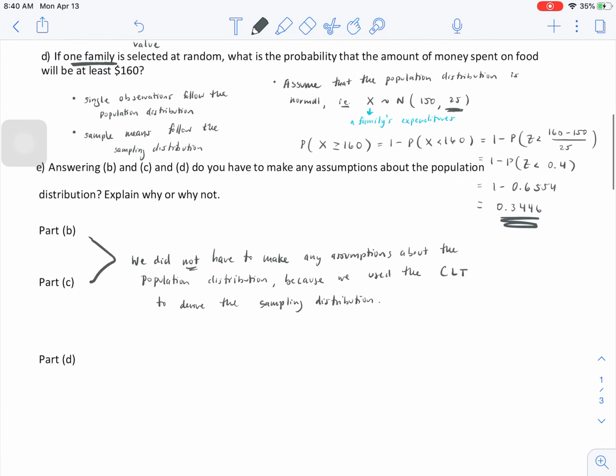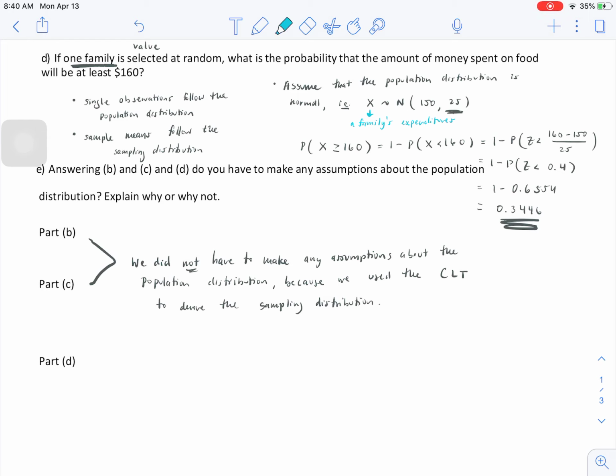Whereas in part D, we were dealing with a single family. And so therefore we had to use the population distribution. To calculate the probability that a family spends at least 160, we had to assume that the population distribution was normal.